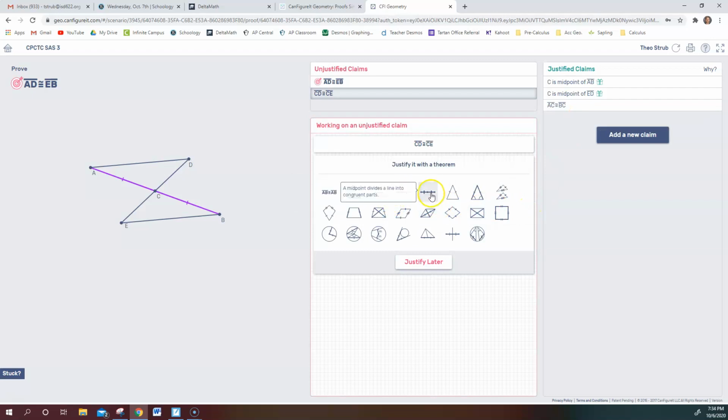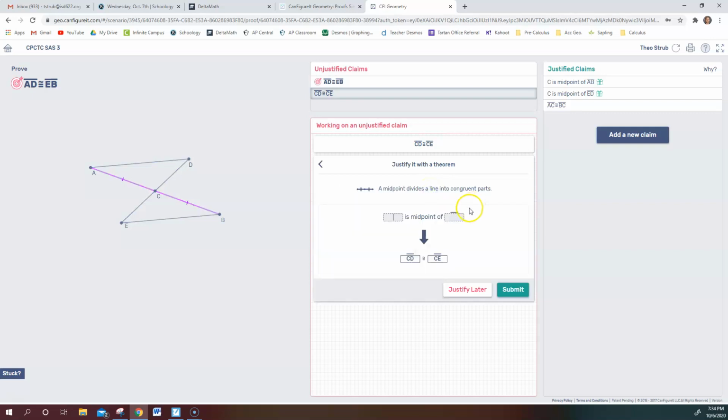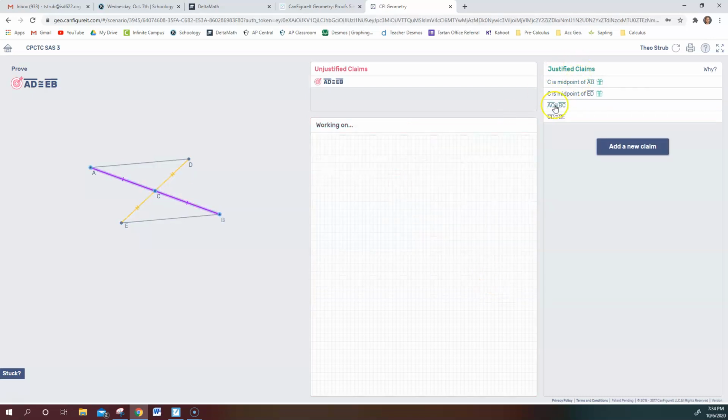So I'll go look for the midpoint one. Midpoint divides the line into congruent parts. And then what is the midpoint? You got to make sure you click on the correct given, and hit submit. So now I have two pairs of congruent sides. And they tell me to use side angle side.